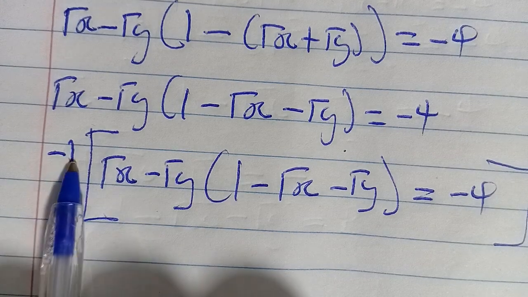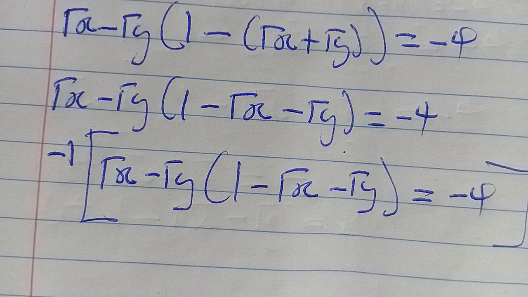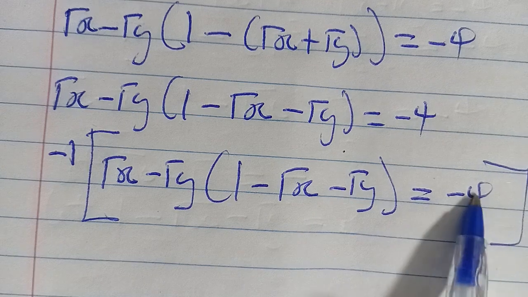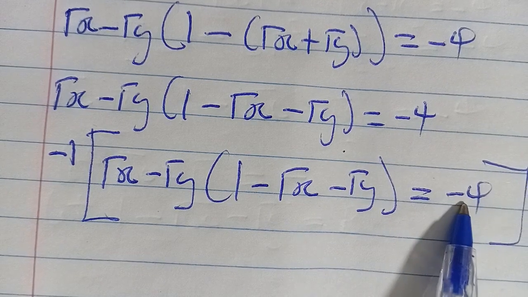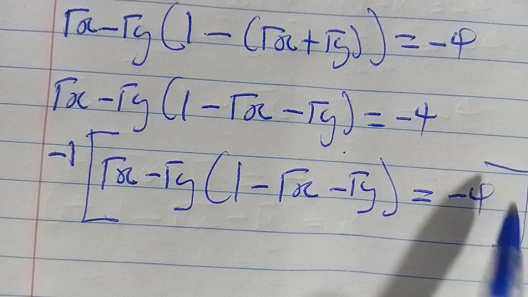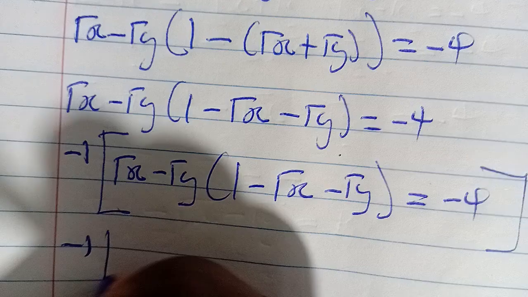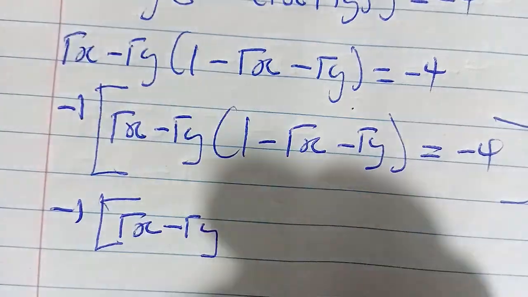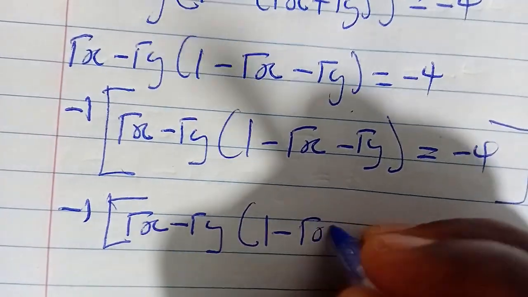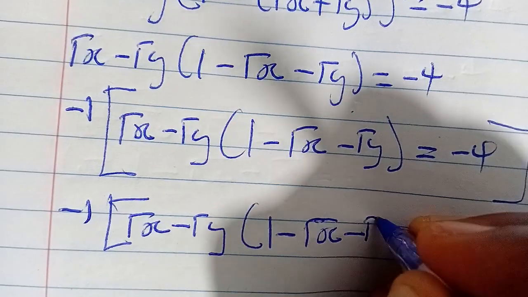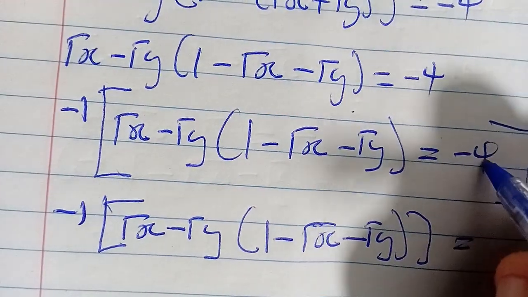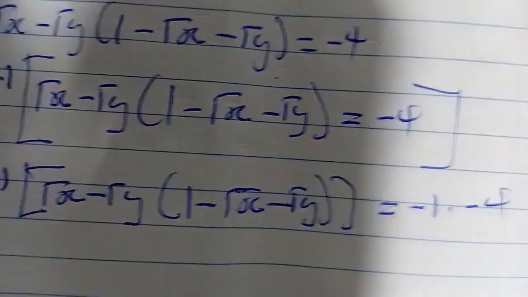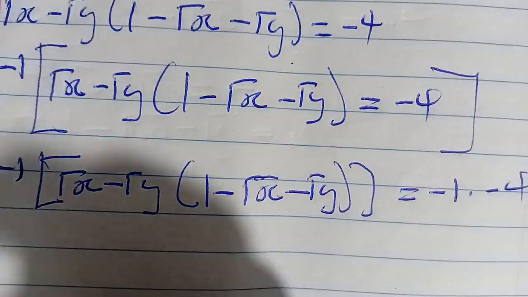All right, so the minus 1 is multiplying through the entire equation. So this minus 1 is going to multiply this part, which is the left part, and then multiply the right part as well. Do you get me? So as you can see, here is minus. So after multiplying, it becomes positive. So we're going to have minus 1 multiplying root x minus root y, equal to minus 4 times minus 1. Can you see that?